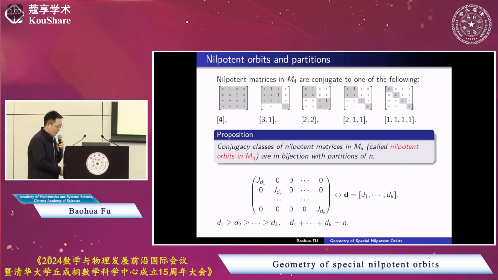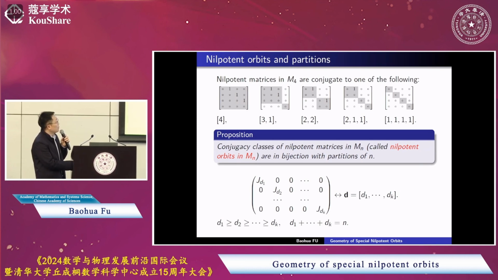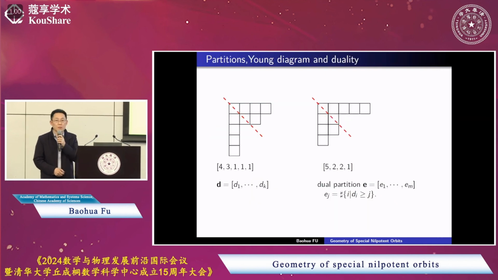This is a general phenomenon from the Jordan decomposition: each conjugacy class of nilpotent matrices is in bijection with a partition of this n. For a partition, we fix the order, first the bigger and then the smaller, and so on. And whenever you have a partition, you can associate it to a Young diagram. For example, this is 4: you put 4 boxes on the first line, and then 3 boxes on the second line, and so on. And then for this, we have a very simple symmetry.